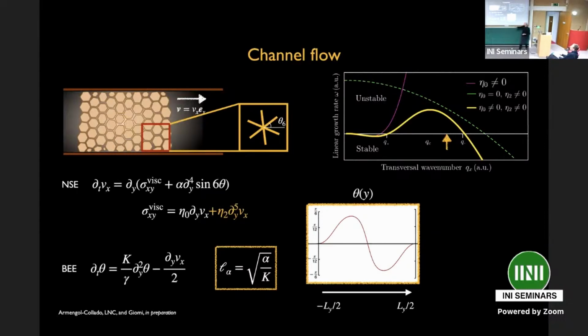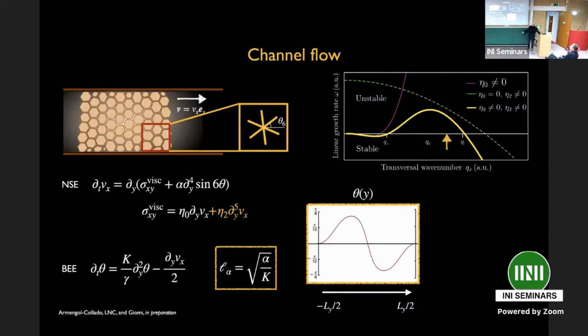So what happens is that if you consider a channel which is smaller than the critical size, I mean, where the critical wave number is the wave number where the system is maximally unstable, then the system features an instability over the larger scale of the system.